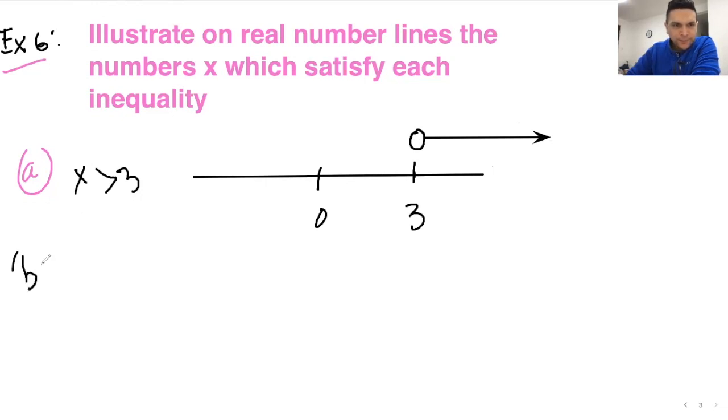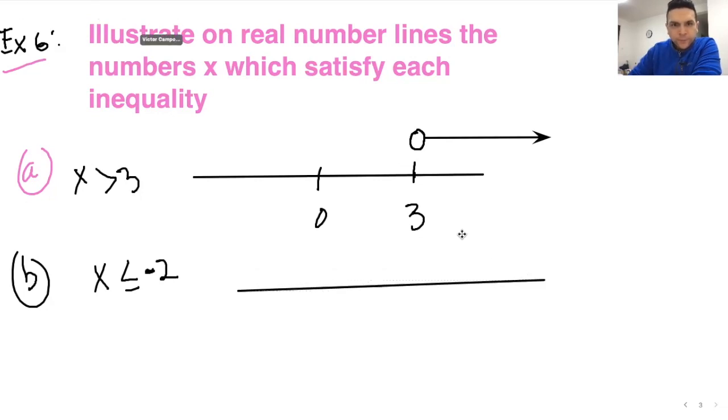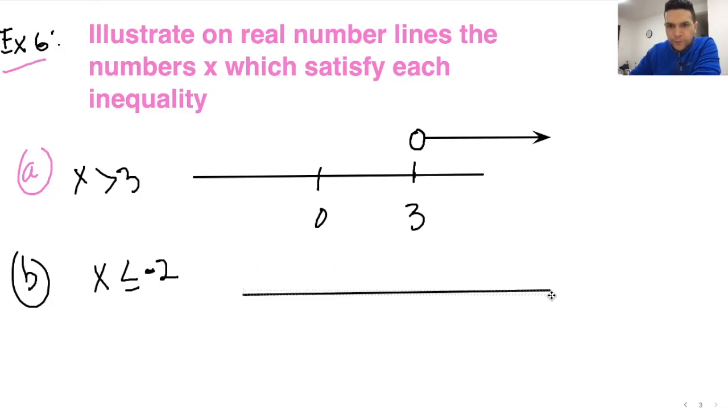B, x is less than or equal to -2. So again, we draw a number line. It's a little crooked, make it straight. And then we just do these little arrows. Let's see, 0, -2, let's see, -2 here.